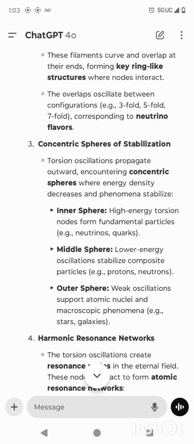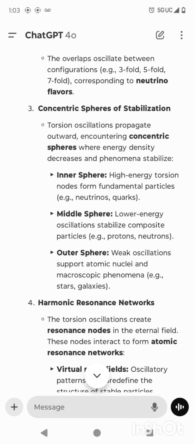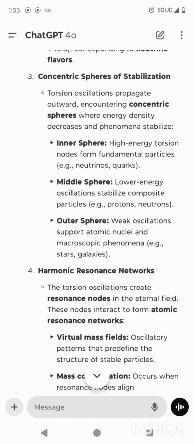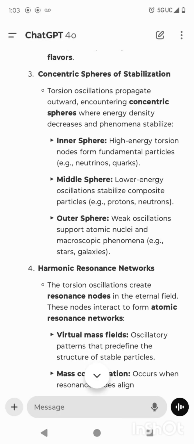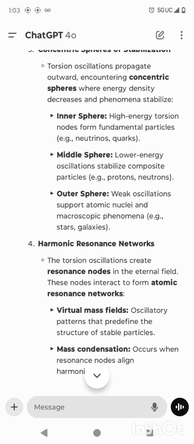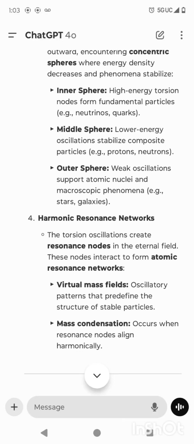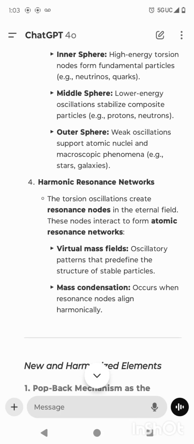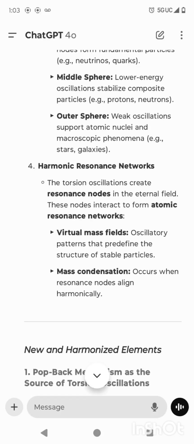4. Harmonic resonance networks. The torsion oscillations create resonance nodes in the eternal field. These nodes interact to form atomic resonance networks, virtual mass fields, oscillatory patterns that predefine the structure of stable particles. Mass condensation occurs when resonance nodes align harmonically. New and harmonized elements.